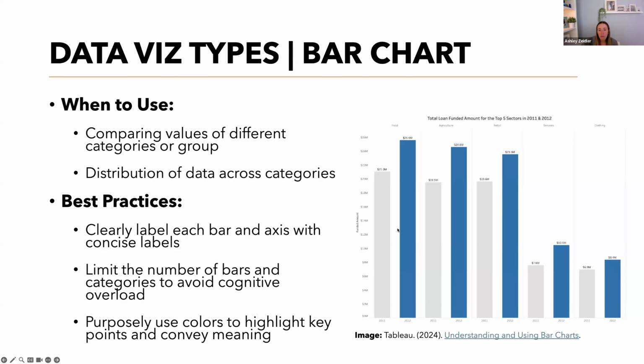So some best practices for bar charts. You clearly want to label each bar and axis with concise labels. Limit the number of bars or categories to avoid cognitive overload. And then you purposely want to use colors to highlight key points or convey meaning.